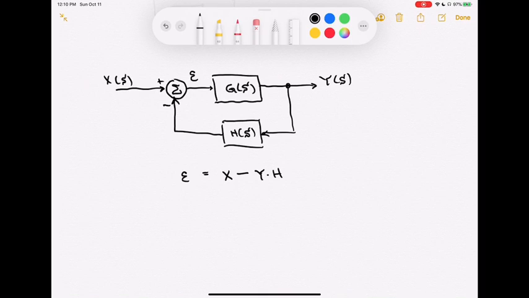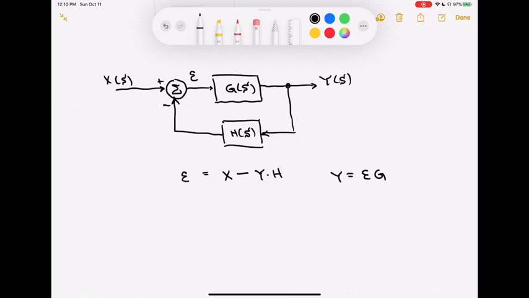What is Y? I can also write an expression for Y, because Y is just the output of that system G with E as an input, right? So I know that Y is equal to, and if it was time domain, I would have the E signal convolved with the impulse response little g of t, but in the transform domain, it's just going to be multiplication. So I'm going to get E times G, something like that.